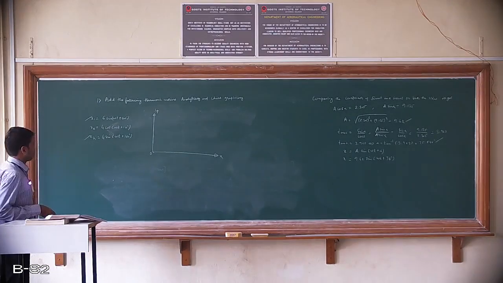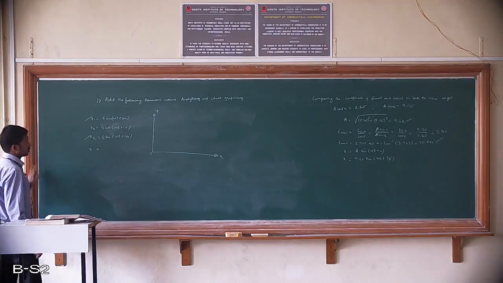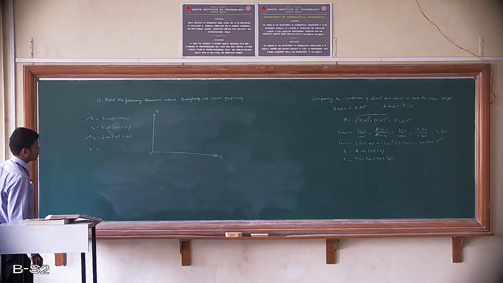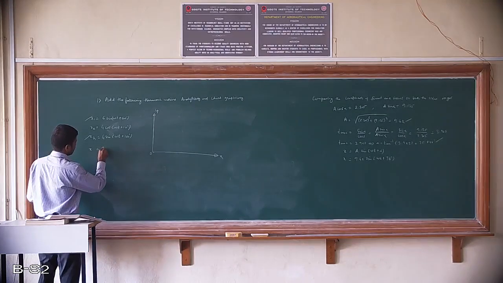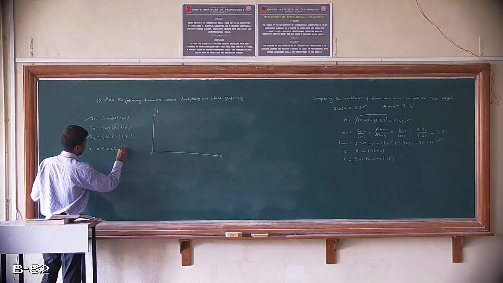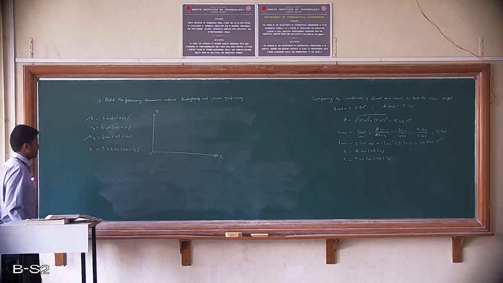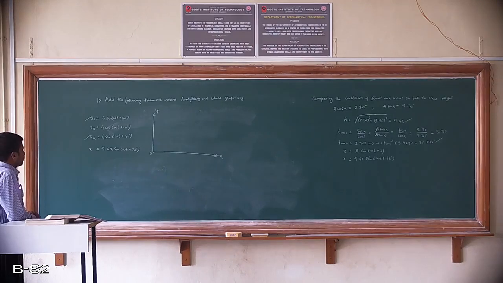And we know what the value for x is. That is nothing but the addition of two harmonic motions, x1 and x2, and the value for x is 9.42 into sine of omega t plus 76 degrees.